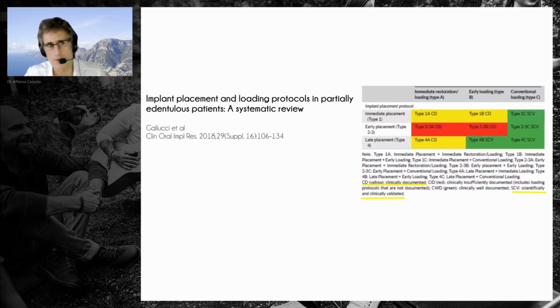Why do I need literature support? Because I want to play safe, and I want to be consistent. I always want to do things the right way. Looking at the literature, this systematic review is talking about partially edentulous patients. Gallucci is showing us what is scientifically and clinically validated, what is only clinically documented, and what is not sufficiently documented. So you shouldn't ever go for the red zone, never.